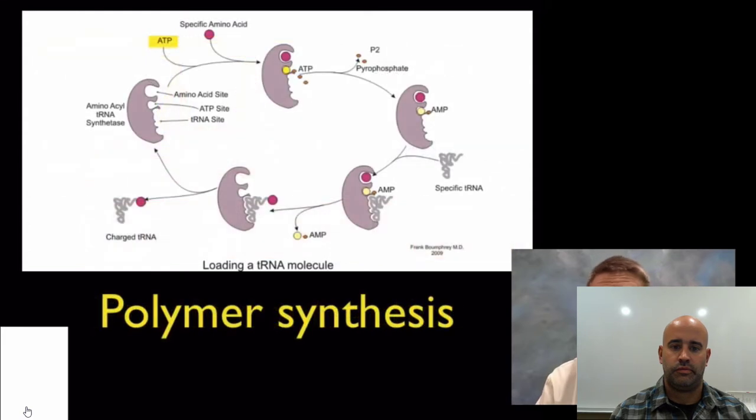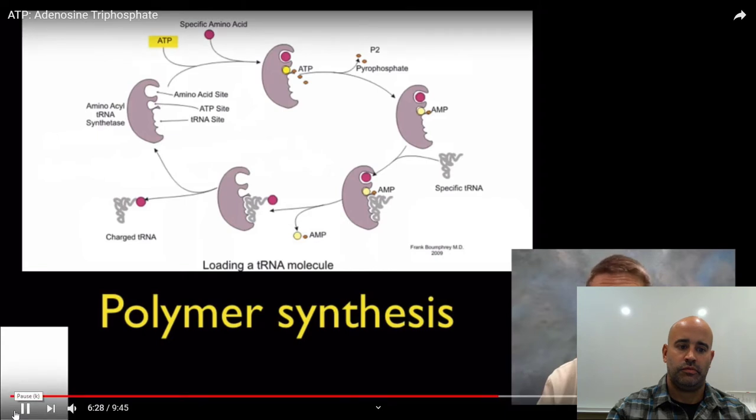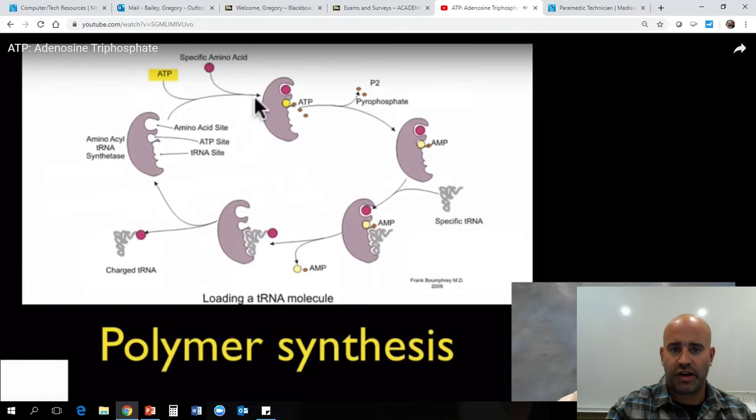Where else do we have this? Well, in the formation of polymers. And so when we're building polymers, the easiest way to do that is to add a phosphate. All right, so that is the bulk of the information that I wanted you to get from that video.